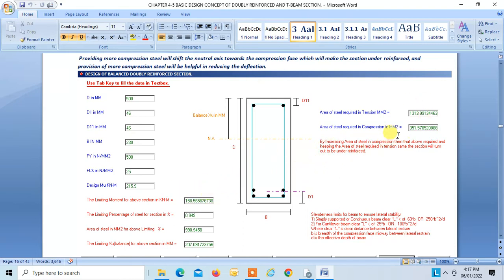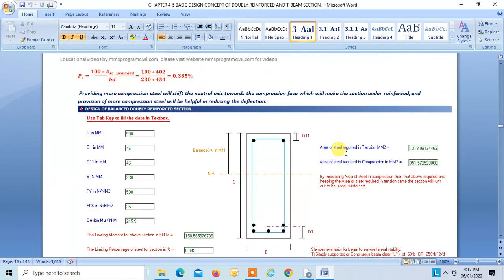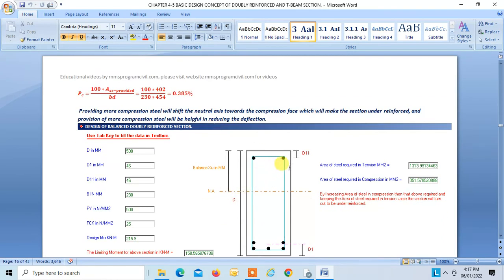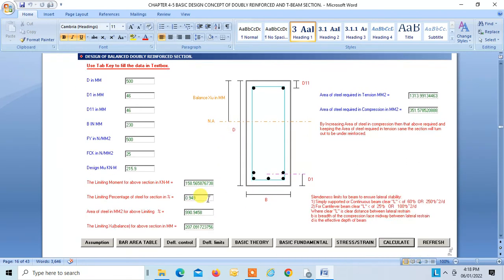Now this is the AC required, and we have provided 402. Instead of 351 we are providing AC as 402. When you provide steel more than required, the neutral axis will move upwards, and that is good. As the neutral axis moves upward, the section becomes under reinforced, so that is very good. It is good to always increase the area of compression steel over what is required, so that the section will become under reinforced.